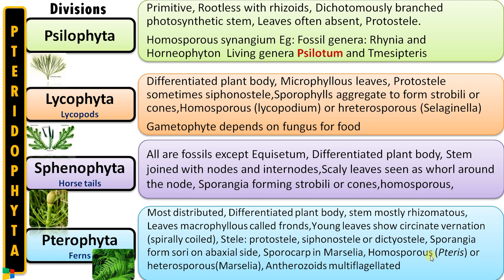Let me summarize. Pteridophyta are spore-bearing, seedless vascular plants. They are classified into 4 divisions: Psilophyta, Lycophyta, Sphenophyta, and Pterophyta. Psilophyta are the most primitive group, and Pterophyta or ferns are the most advanced and the most widely distributed. Hope you understand the classification.